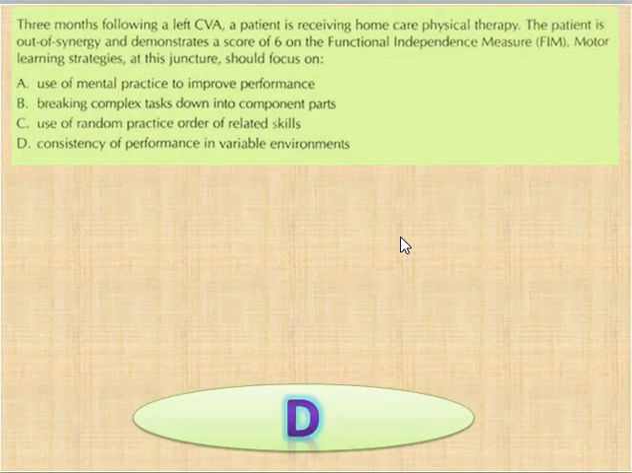And next, 3 months following a left CVA. The patient is receiving home care physical therapy. The patient is out of synergy and demonstrates a score of 6 on the functional independence measure. Motor learning strategies at this juncture should focus on option A, use of mental practice to improve performance, B, breaking complex tasks down into component parts, C, use of random practice orders of related tasks, and D, consistency of performance in variable environment. And the correct option is D, basically हमने consistency अब करनी है performance की और environment को change करना है.